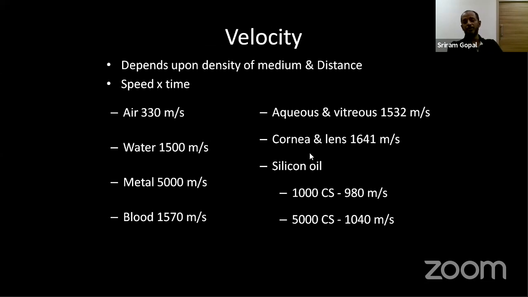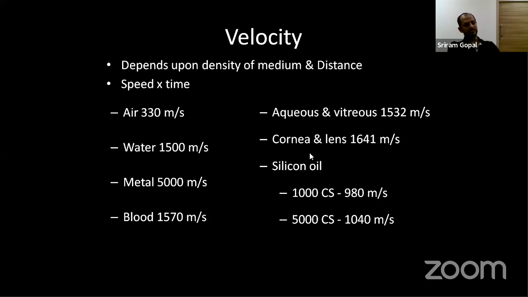Velocity of sound varies according to the medium in which it is traveling. Air is 330 meters per second. Water is much quicker, and aqueous and vitreous, being very similar to water, are a little bit more. Cornea and lens are around 1641 meters per second. In silicone oil, the velocity varies depending on the viscosity of the silicone oil.